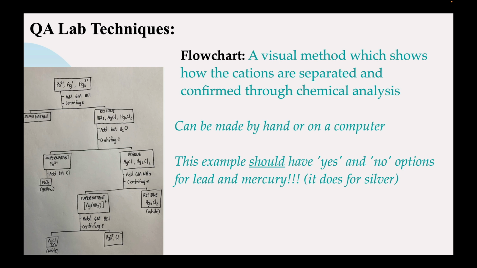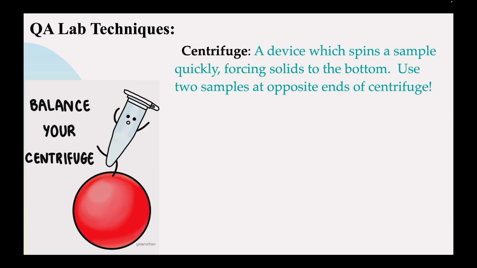Not a lot of words, more a lot of visual aspects as to how you separate them out. There are some new lab techniques we're going to use in this lab and also the QA3 lab in the following week. The first one is called a centrifuge. A centrifuge is a device that spins a sample around and around really quickly.